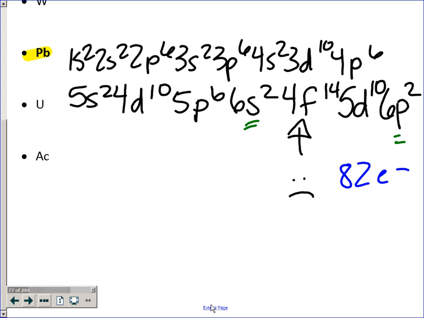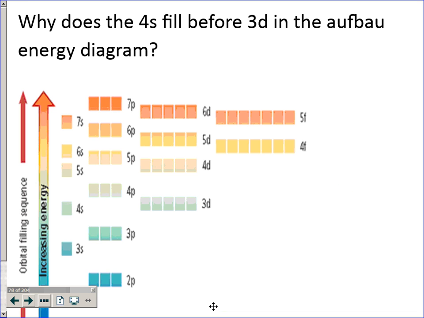Alright, so that's the only example I'm going to do for F block. Alright? I'm not going to make you draw the orbital diagram for this. You're welcome. Okay? So why in the world are we minusing 1 and minusing 2?